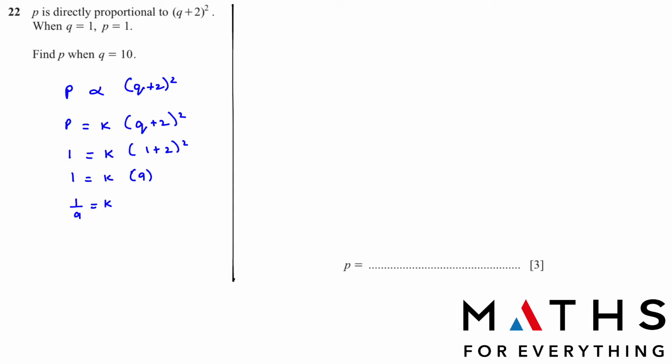Rewrite the equation again with replacing the K. Now we have to find P when Q is 10. So that's easy. Replace the Q with 10. Put the whole thing in the calculator. And we get the answer 16. So P is 16.